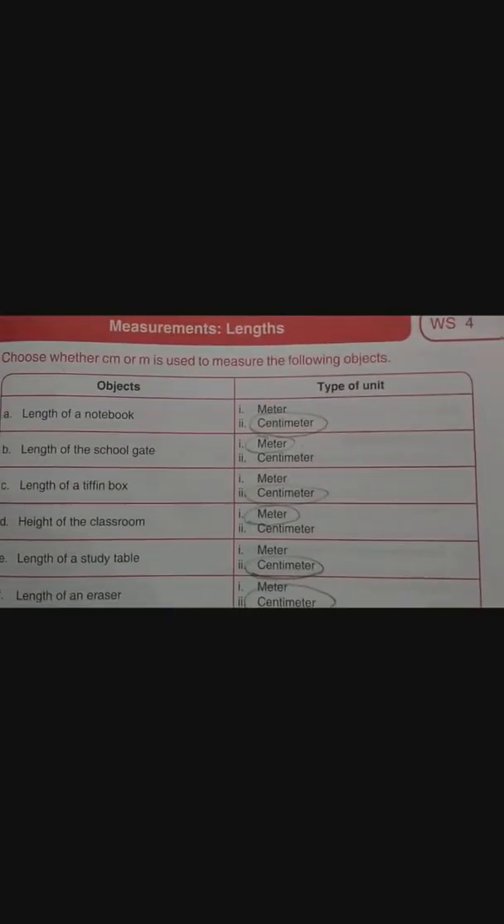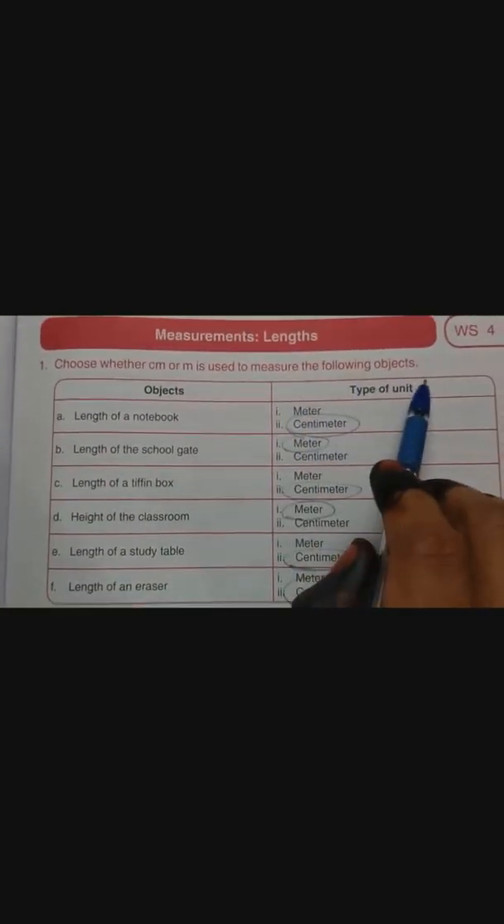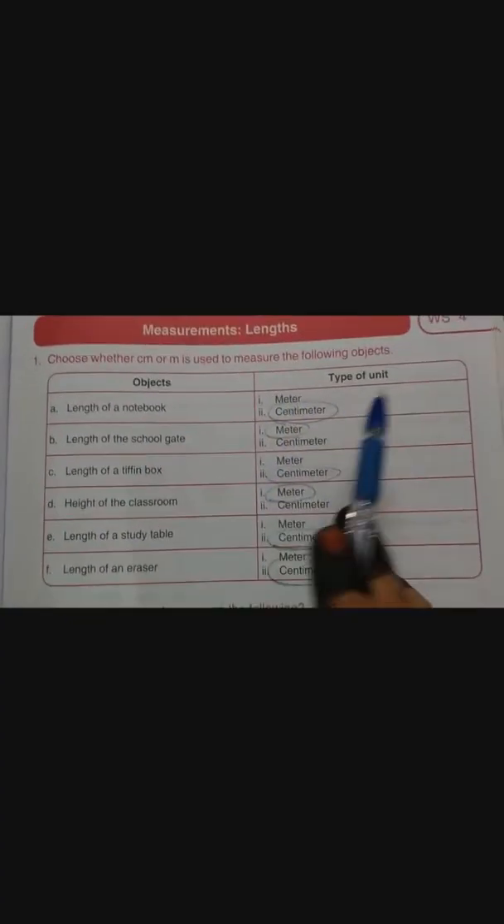Okay students, I hope your work is complete. Now we'll start next page number 63, next worksheet. That worksheet is worksheet number 4. Measure the length. Choose whether centimeter or meter is used to measure the following object. So students, here are some objects. We have to identify the types of the units.